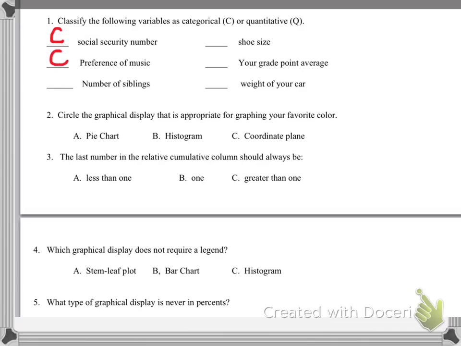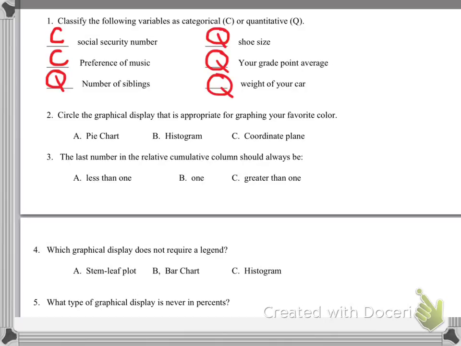The number of siblings, 1, 2, and 3. We do say that somebody has 2.3 siblings. I mean, even though we know there's not a .3, that is still okay. It still has meaning. So this is quantitative. Shoe size, quantitative. Your grade point average, quantitative. The weight of your car, quantitative.